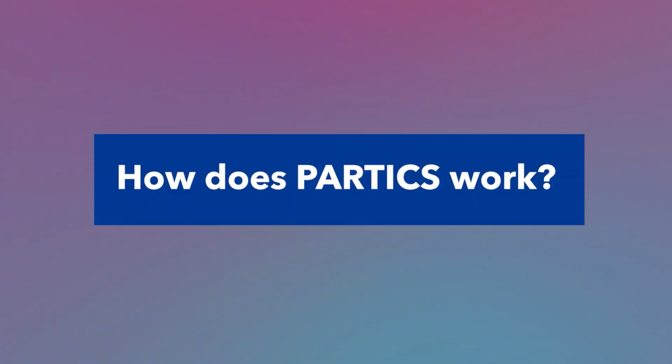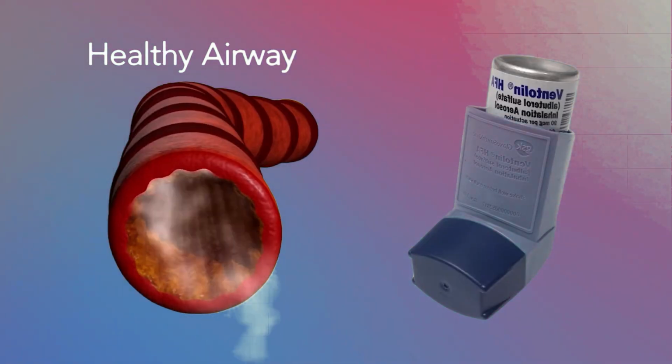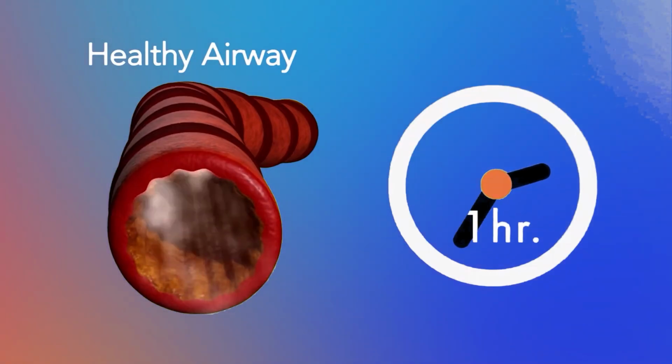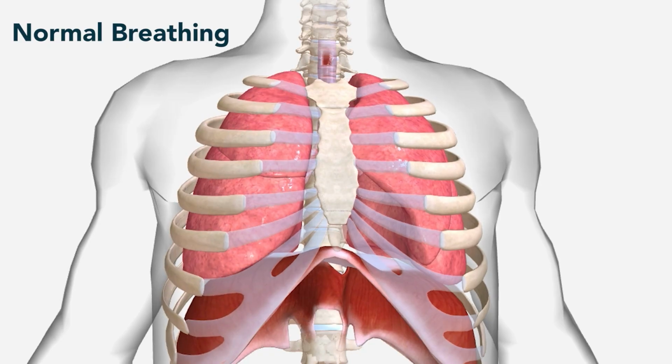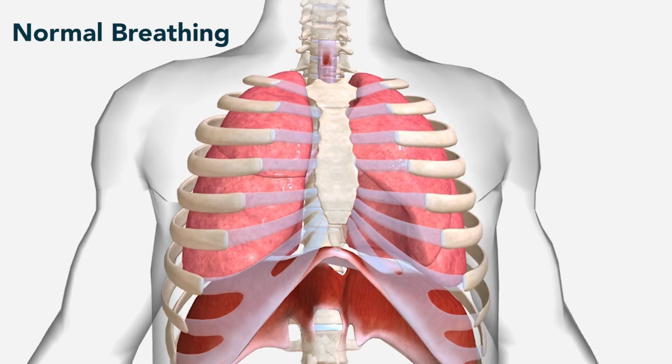How does PARTICS work? Your usual rescue medicine, like albuterol, relaxes tight muscles around the airway, but it does not fix the inflammation in your lungs. So your symptoms may come back in a few hours. The PARTICS inhaler reduces this inflammation. Using the PARTICS inhaler every time you use your current rescue, whether that is the inhaler or nebulizer, will give you quick relief and help the inflammation that often keeps symptoms going.